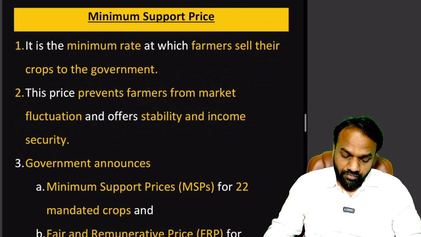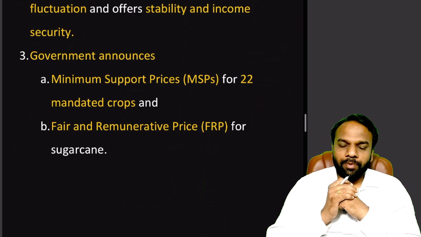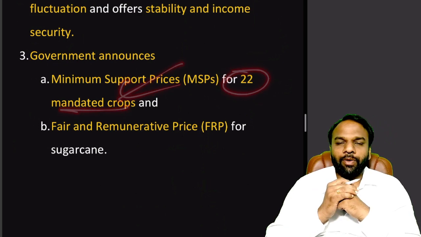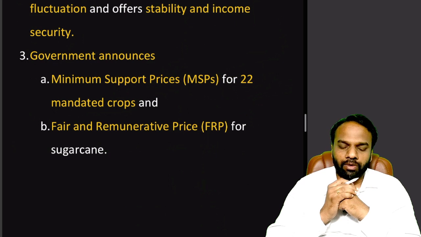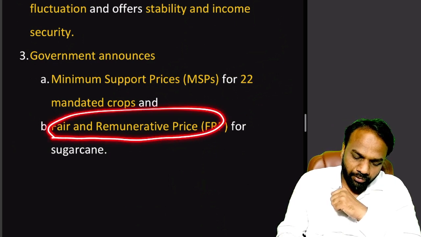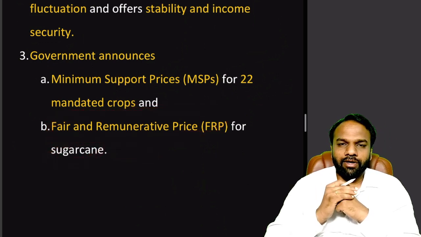Next, the government announces the minimum support prices for 22 mandated crops. There are 22 mandated crops for which the government announces minimum support price, and it also announces a fair and remunerative price for sugarcane. 22 normal crops, and for one crop, sugarcane, it announces a fair and remunerative price.